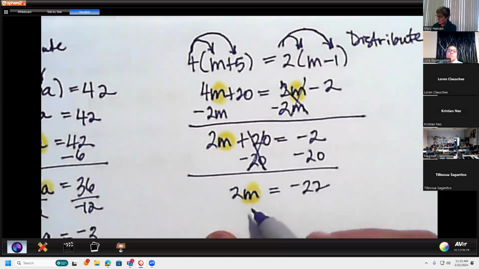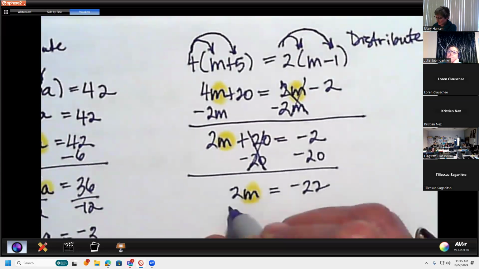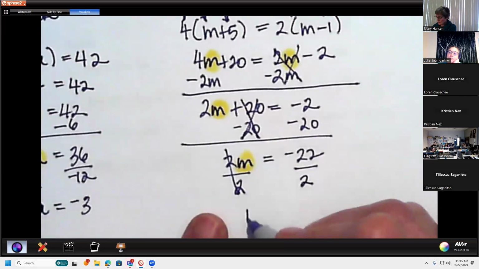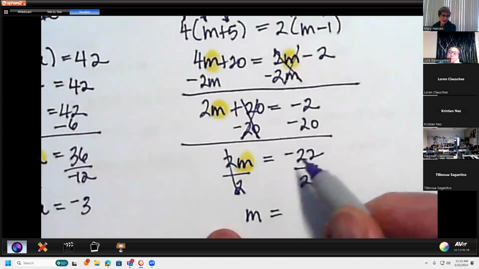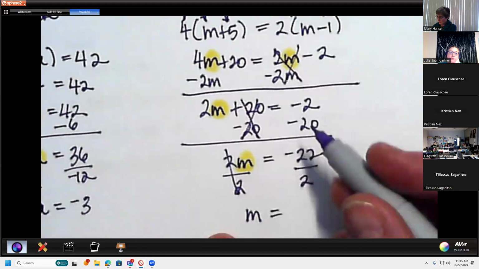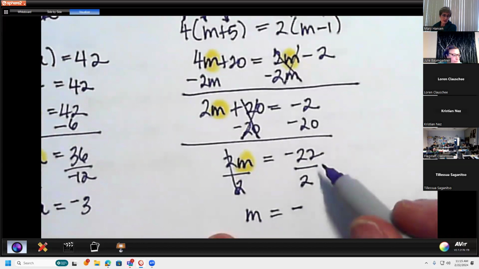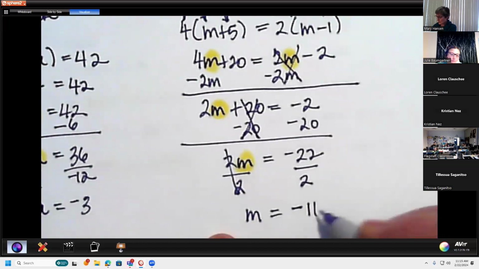And now I have my one-step equation, 2 times m. The opposite of times is divide. 2 divided by 2 makes 1, or 1m, and negative 22 divided by 2, the signs are different, so the answer is negative, and 22 divided by 2 is 11.